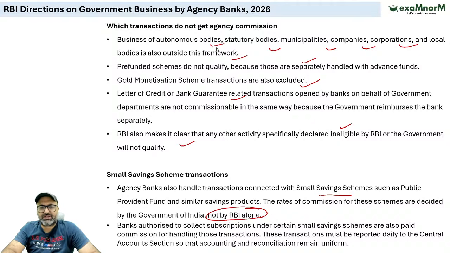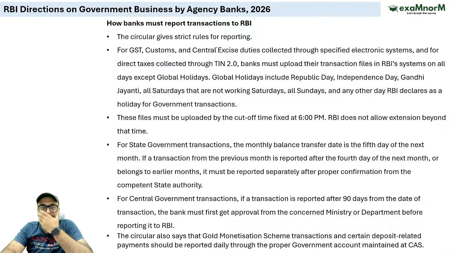The next two points are also important. We will cover them, then we will run to the questions. The next point is how the bank must report the transactions. Very important. The bank should report the transactions for GST, customs, and central excise duties collected through the specified electronic system, and for direct taxes collected through TIN 2.0.